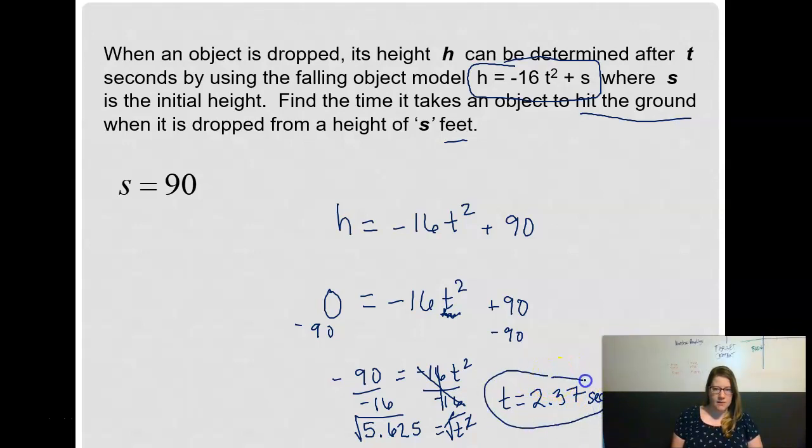So again, when we solve, it could be positive 2.37 or negative 2.37, just like it was in all of our other problems. But because we're actually taking it in context of the problem, we know it would have to be the positive 2.37.